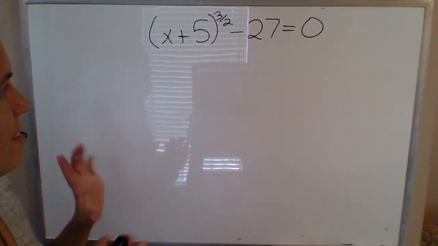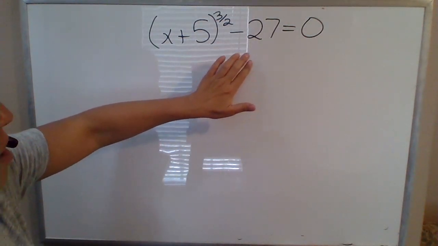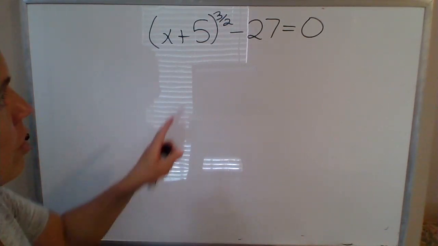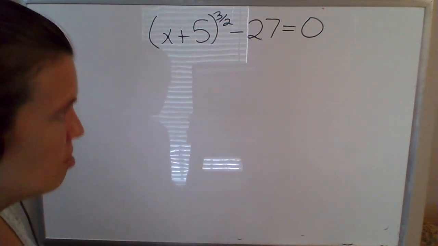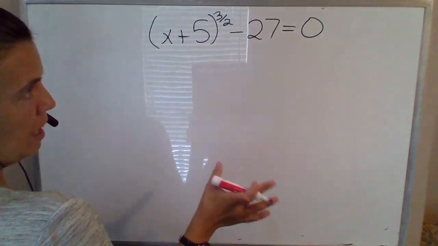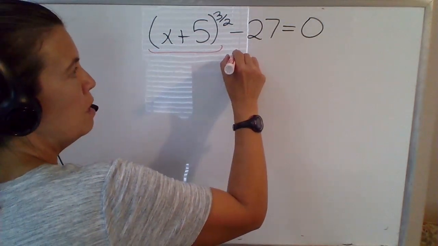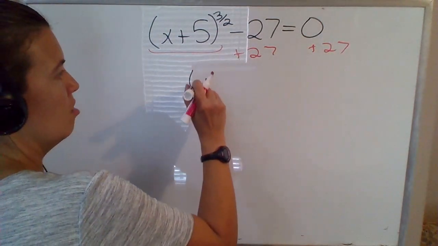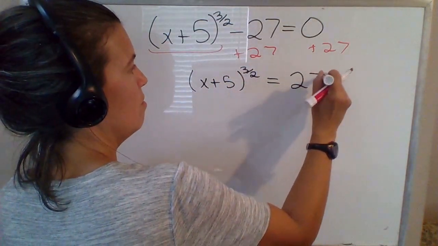In this example, I want to solve the equation (x plus 5) raised to the 3/2 power minus 27 equals 0. So it's another problem involving a rational exponent, a fraction in the exponent here. And again, my first goal is to isolate the most complicated part of this equation, which is this (x plus 5) to the 3/2 power. So I'm going to move the 27 to the other side of this equation. So I have (x plus 5) to the 3/2 power equals 27.